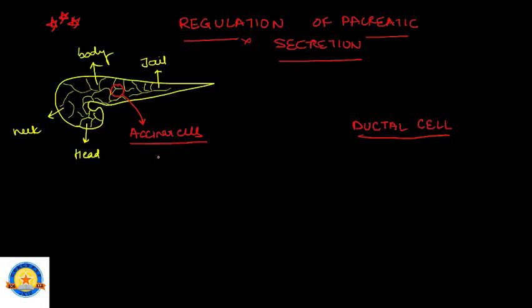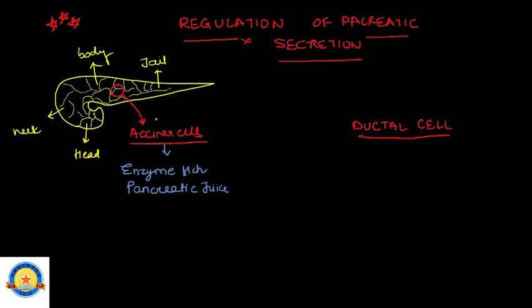Now, acinar cells, what do they produce? Acinar cells produce enzymes. Enzyme-rich pancreatic juice. Which enzymes? Elastase, chymotrypsin, trypsinogen, procarboxypeptidase A and B. Okay.